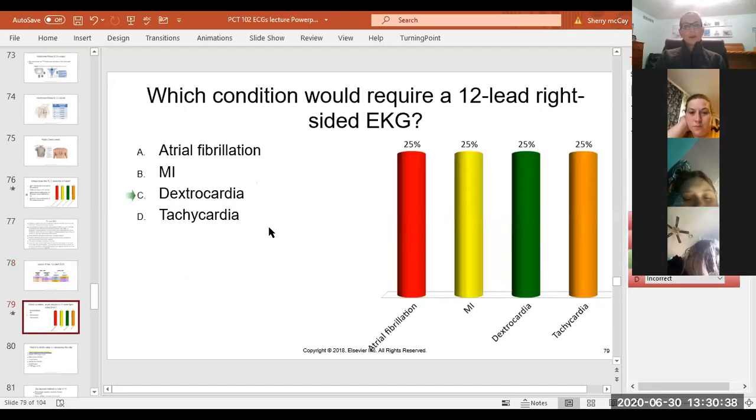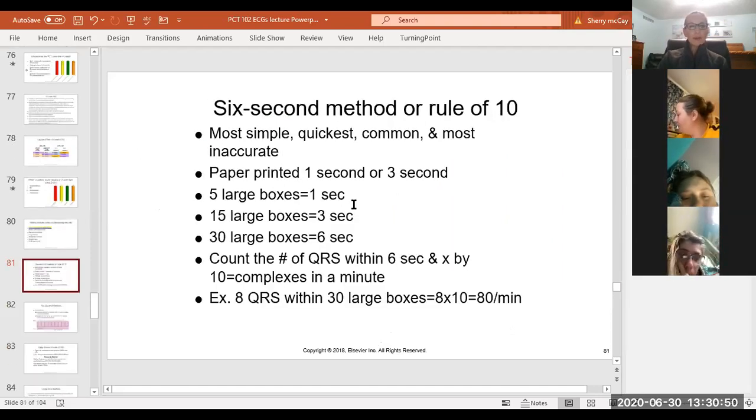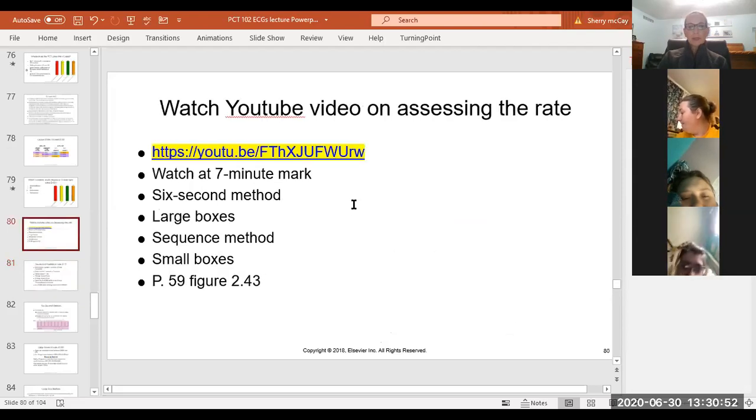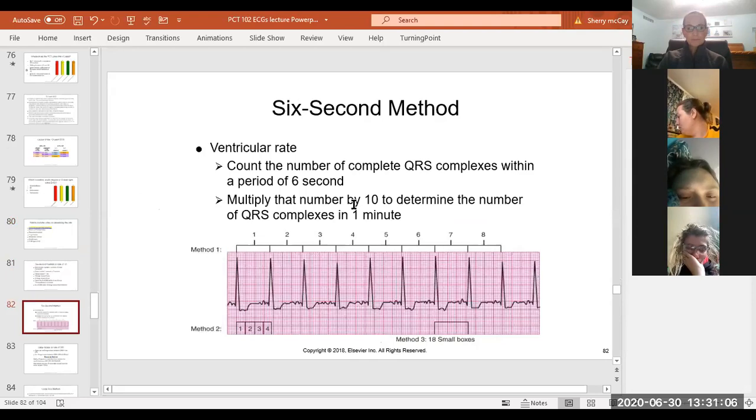All right. Which condition would require a right-sided 12 lead? So remember that one was dextrocardia, okay? We've already done this. So this is all about how to figure out the rate. We did this earlier on, so we're not going to review this. I just wanted you to remember about the small boxes, the 6 seconds, and all that stuff, okay?